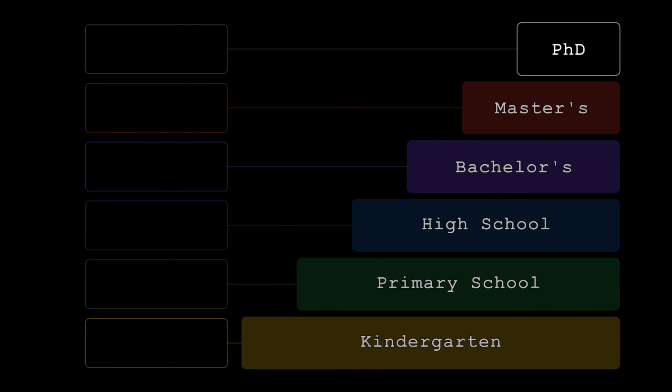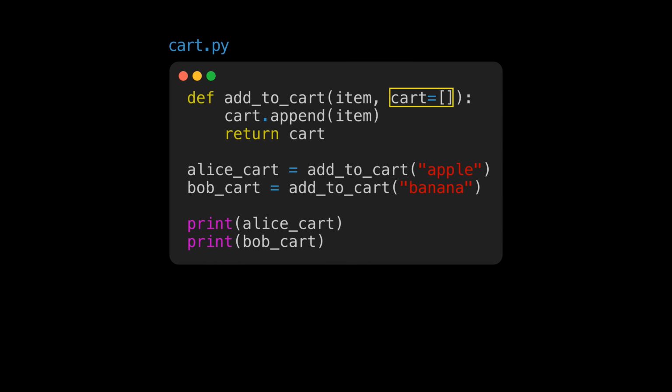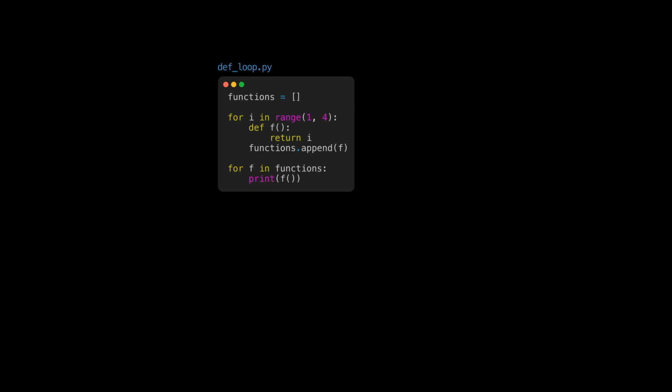In this chapter, my goal is to make you an expert in Python functions. Let's warm up with a few examples that get progressively trickier. This mutable default argument gotcha gets repeated so often that most of you probably find it child's play. What about this one? We define 3 functions in a loop, each returning i.